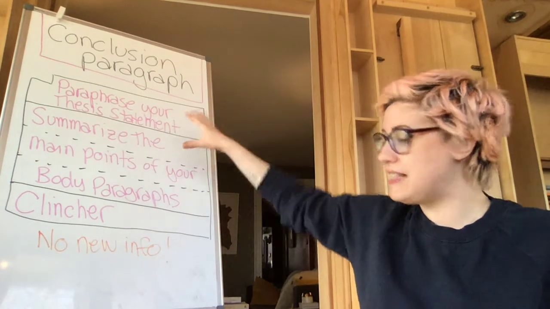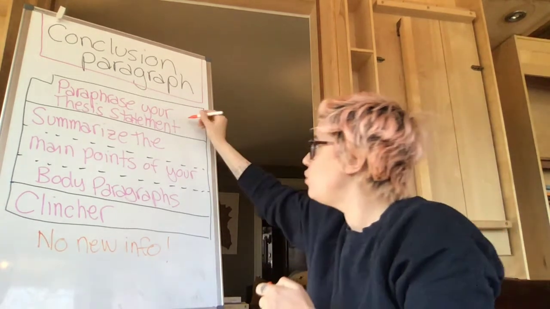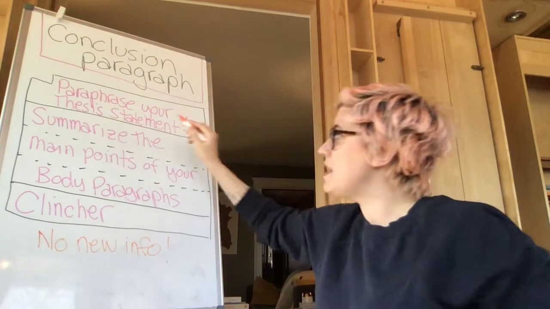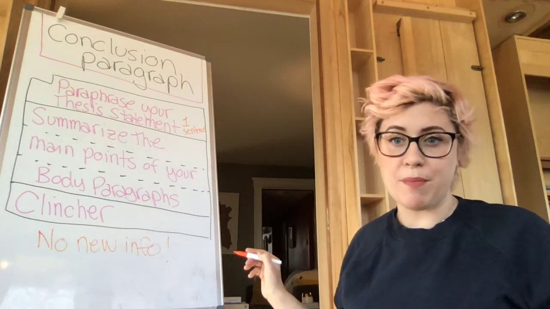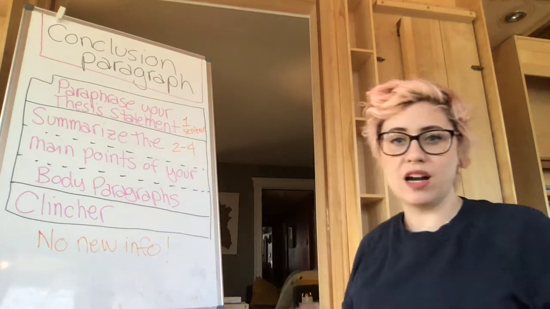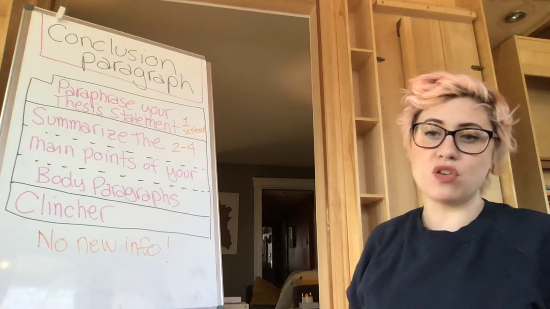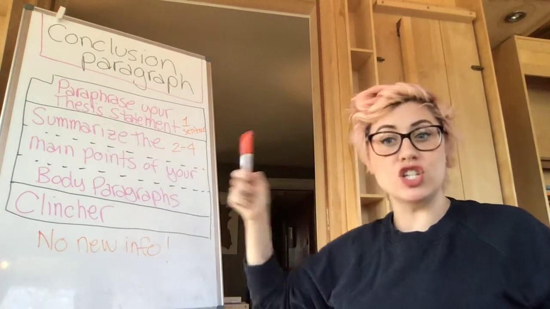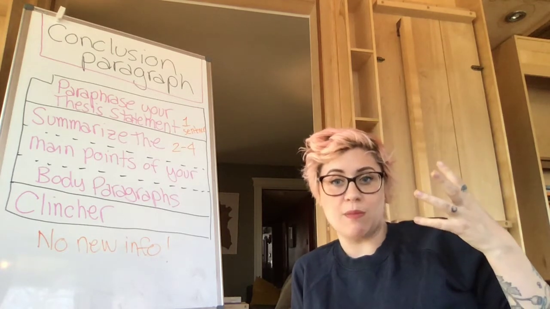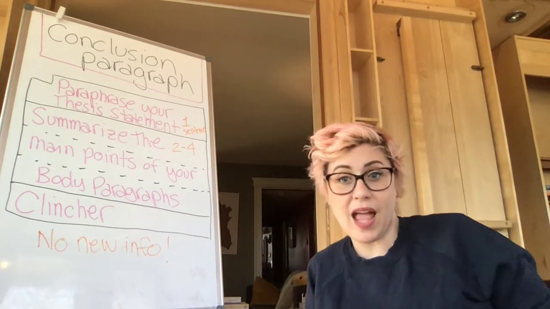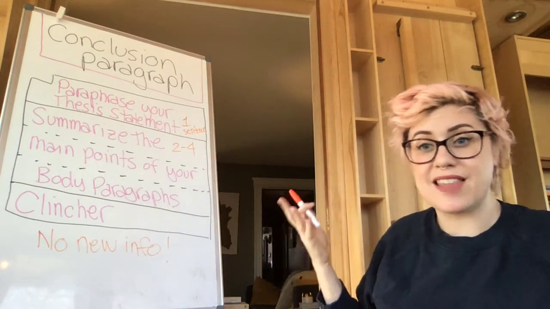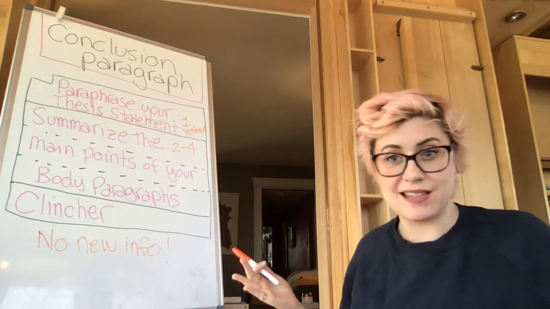So paraphrasing the thesis statement is usually just one sentence. But summarizing the main points of your body paragraph, I really suggest it's between 2 and 4 sentences. So you will lose marks if this part is too short. You need to take all your main ideas and arguments and summarize them. Okay, so this part is just basically repeating points that are already in your essay.